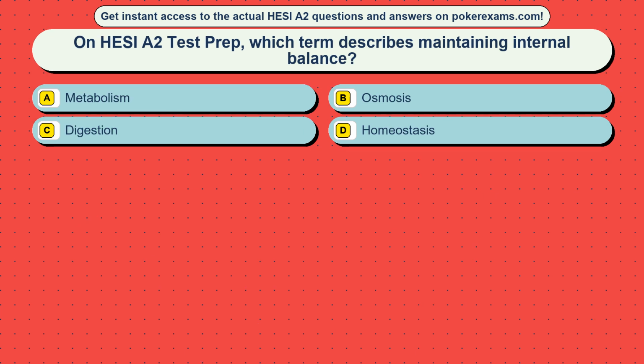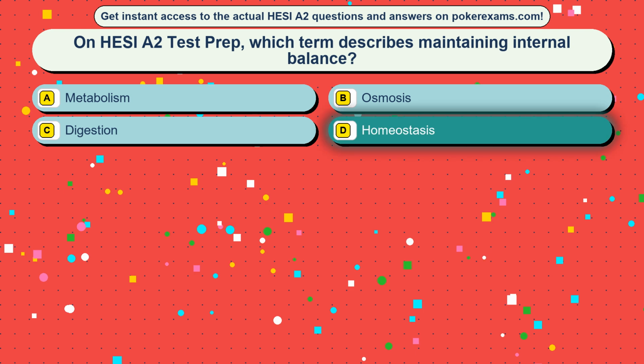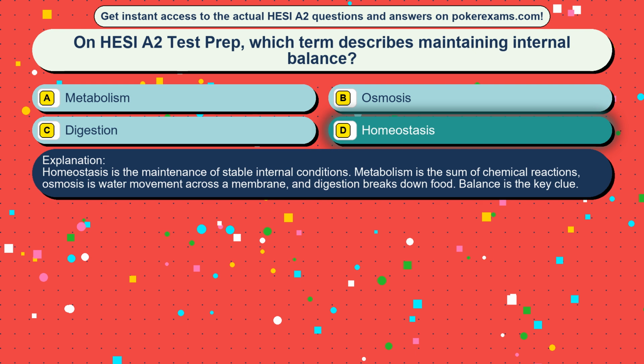Question 34. On HESI A2 Test Prep, which term describes maintaining internal balance? Option A, metabolism. Option B, osmosis. Option C, digestion. Option D, homeostasis. The correct answer is option D, homeostasis. Homeostasis is the maintenance of stable internal conditions. Metabolism is the sum of chemical reactions, osmosis is water movement across a membrane, and digestion breaks down food. Balance is the key clue.